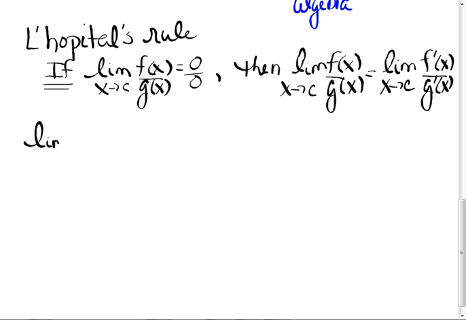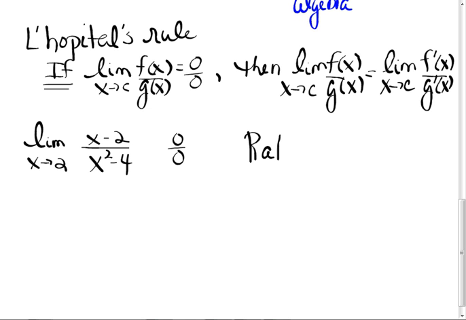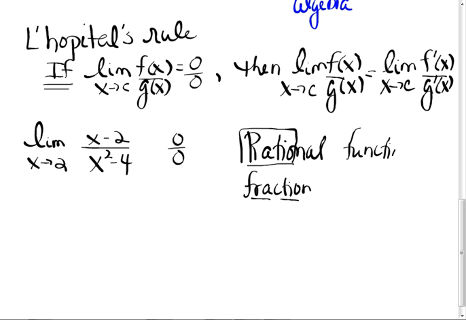So what if I did the limit as x approaches 2 of x minus 2 over x squared minus 4? So if I substitute 2 in, what am I going to get? 0 over 0. Notice this has to be a rational function, which means fraction. So if you don't have a fraction, you may not use L'Hôpital. You see the word ratio in there? Rational, ratios, fractions. I see the ratio in fraction as well. They're all the same.